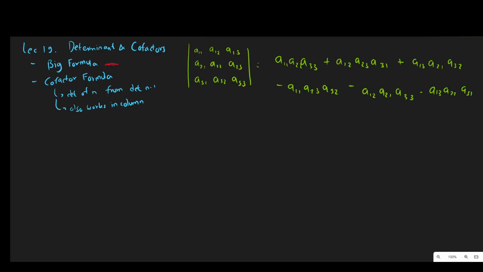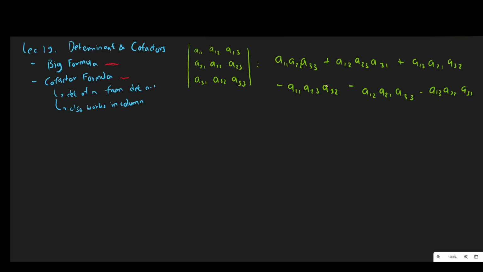So this is part 2 of a review of lecture 19, determinants and cofactors formula. Let's get on with the second one, which is the cofactor formula. I already have my 3x3 matrix here, and I already expanded it as you saw in the previous video.